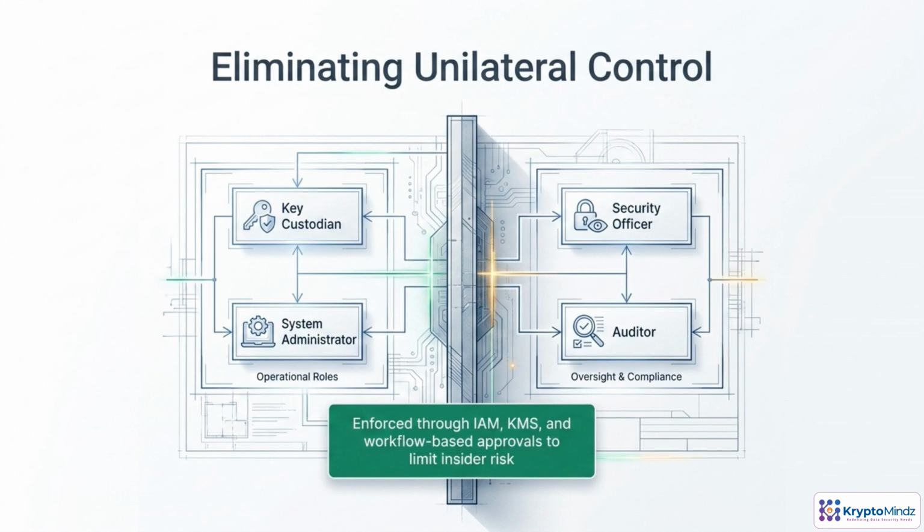Eliminating unilateral control means no single person can misuse cryptographic keys or HSMs on their own. We separate duties between people who operate the system and those who oversee it. One person might manage keys, another administers servers, another defines security policies, and another independently reviews logs and evidence. Enforcement comes from IAM, key management systems, and approval workflows. So sensitive actions require multiple people, are documented, and can be reconstructed later if something goes wrong.